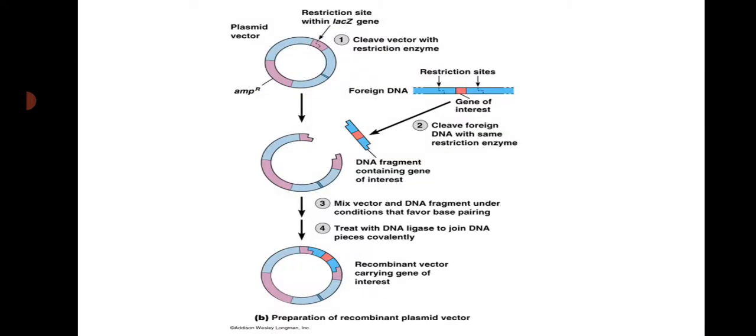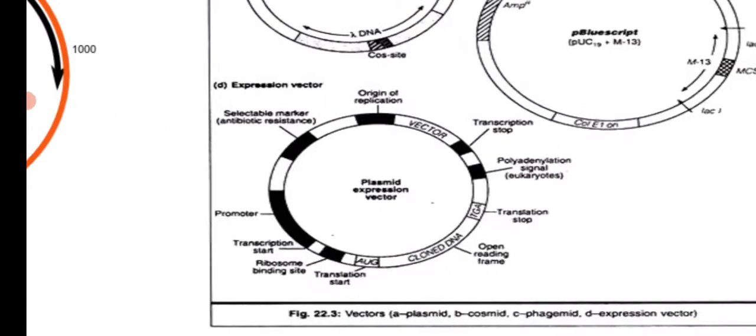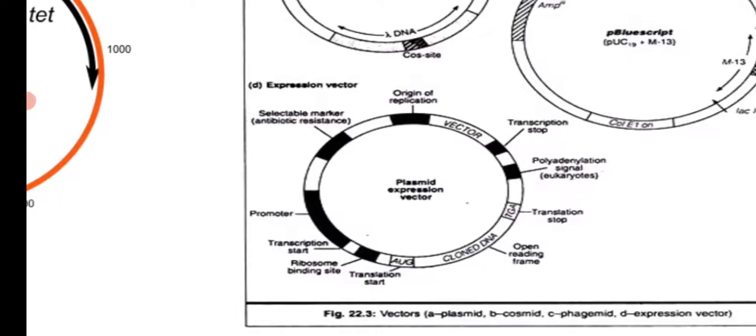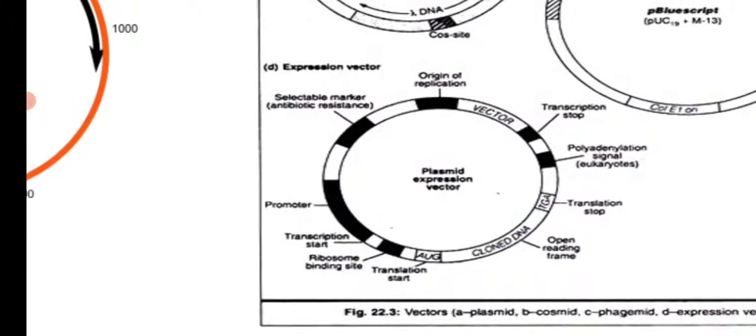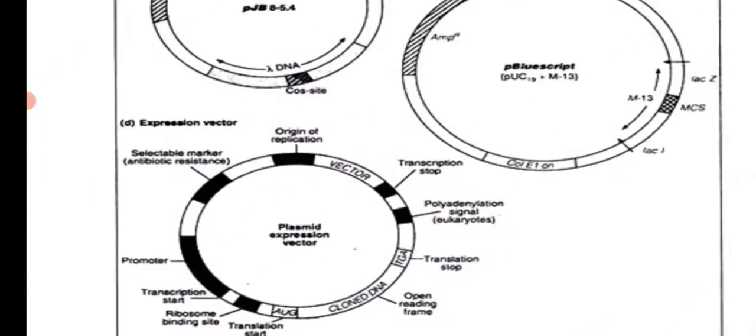Here there is the picture of expression vector. See, D is the expression vector. This is D, which is expression vector. See here. There is a promoter sequence here. Origin of replication and all the other things in expression vector.